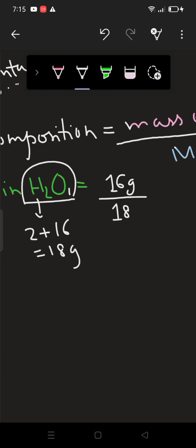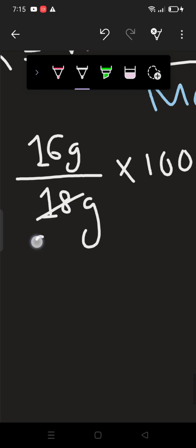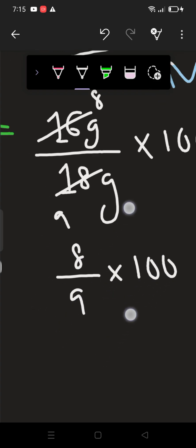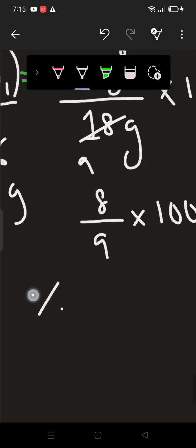And then we need to divide by the mass of the entire compound. We have H2O, and the mass of H2O is 18, so we divide 16 by 18 gram. Of course, we are finding the percentage, that's why we need to multiply this by 100, right? So now see, 2 nines are 18 and 2 eights are 16, so 8 upon 9 into 100, and this is going to give you the percentage composition.